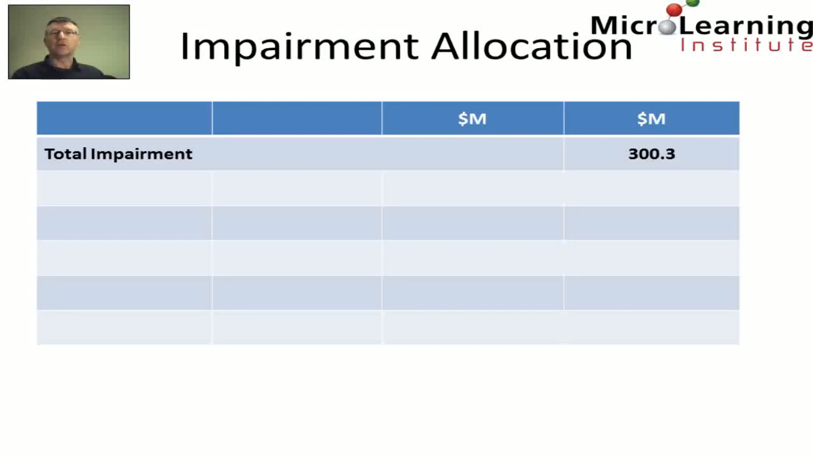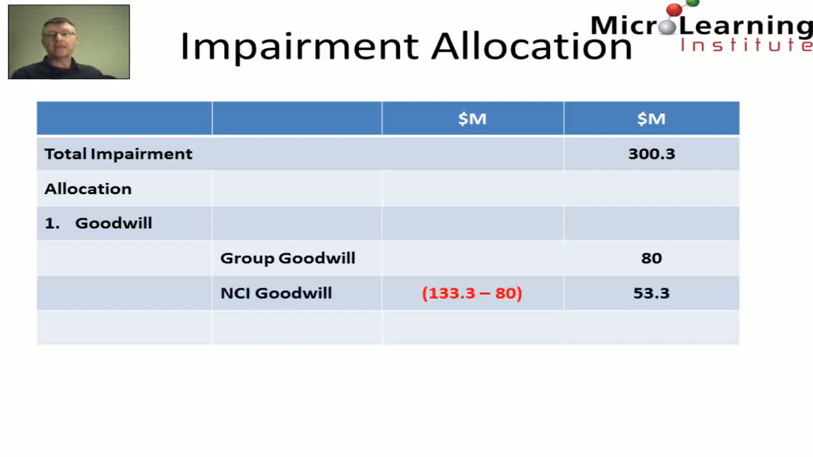Now the next question is, how do we allocate this impairment to the net assets and goodwill of the group? So the total impairment is 300.3. So firstly, IAS 36 tells us we allocate against goodwill. Now group goodwill is 80, so we don't have enough goodwill to absorb all of the impairment. Next, we allocate against non-controlling interest goodwill.